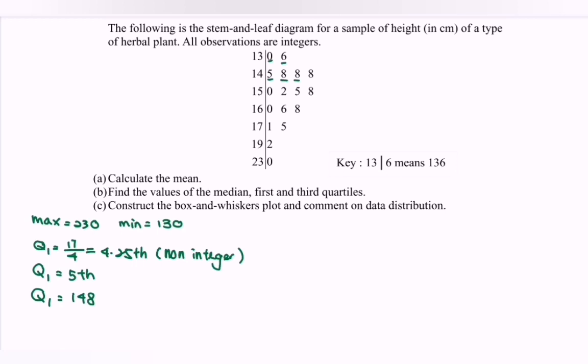Next, we have to find the second quartile, or the median. So the Q2 is equals to 17 over the 2. So we will have 8.5. Again, non-integer. So the Q2 or the median will be the ninth term. So just now we have the 5th, 6th, 7th, 8, 9. So the median would be 155.